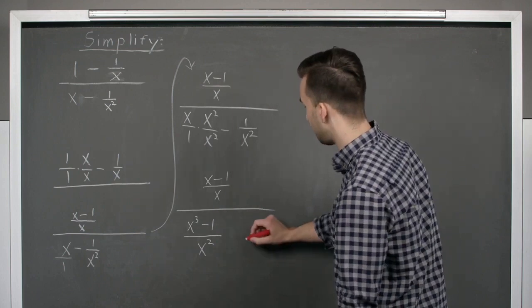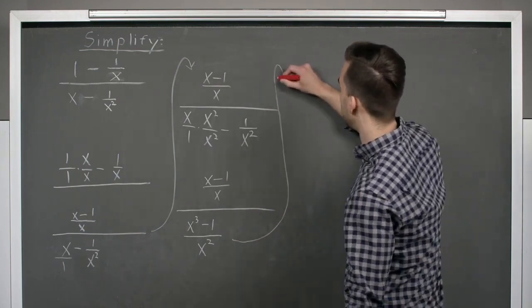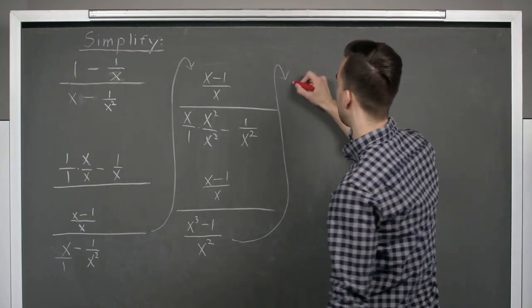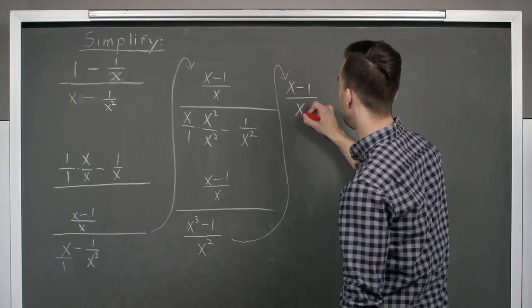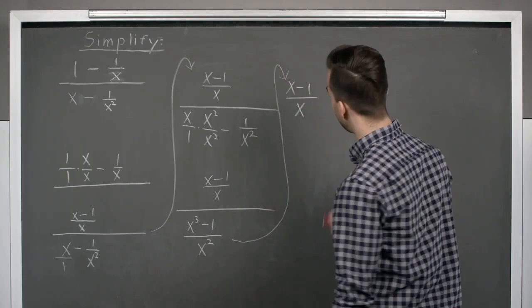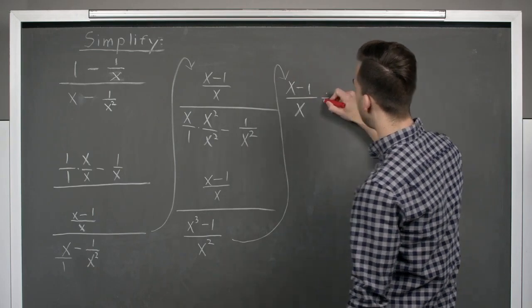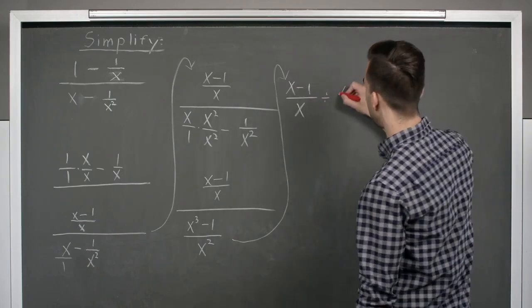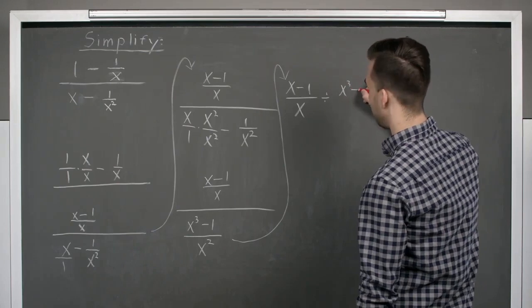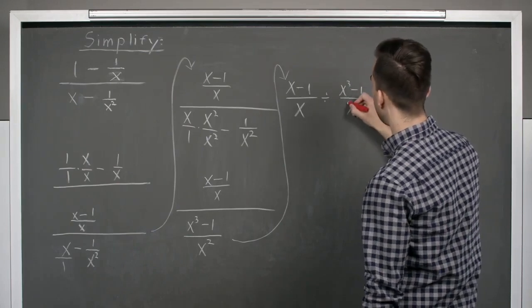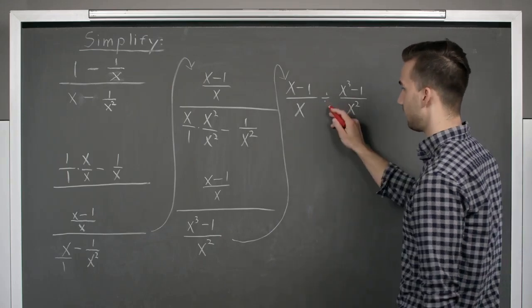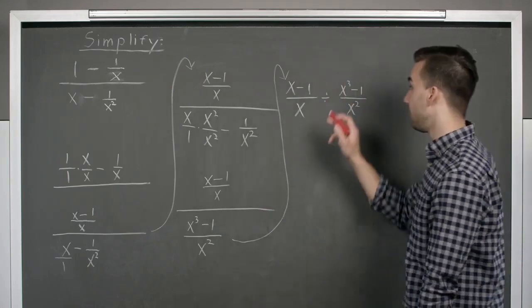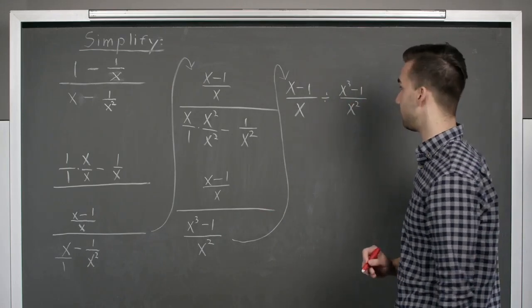Now we can write it as this. So it's our top divided by our bottom. That's what the fraction bar means. So I'll write it right here just so you can visualize it better. You don't always have to do this step, but that's just to show you that the fraction bar is the same as the division symbol.